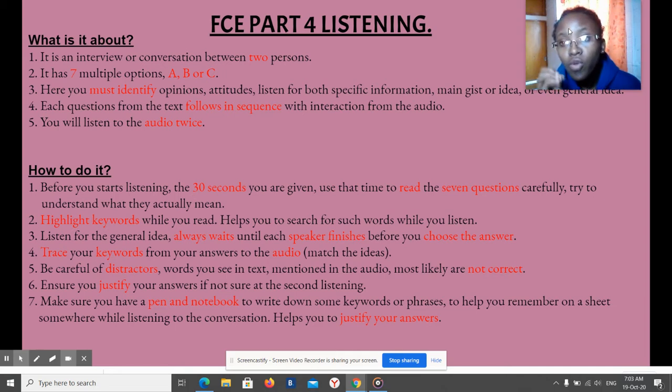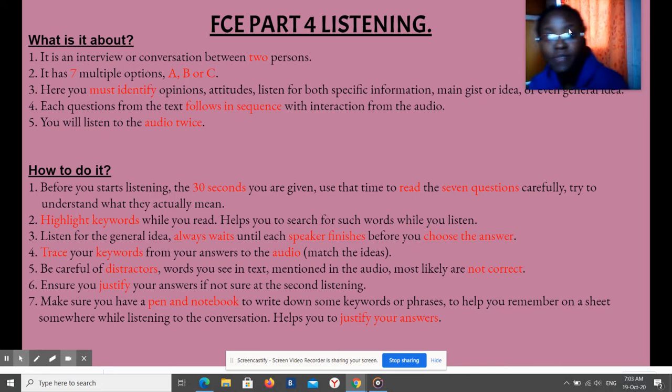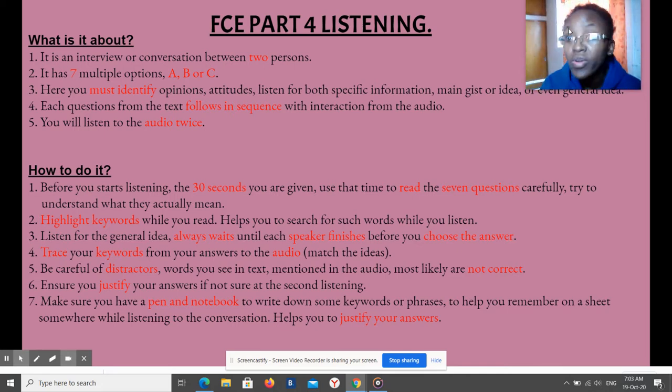Here you must always identify the opinions, attitude, and listen for both specific information, main gist, or even the general idea of what the people are conversing about. Fourth, each of the questions flows in the order of the text. For example, question 1 is from the beginning of the audio, and the last question 7 is from the end of the audio. Finally, you will always listen to this particular listening twice.